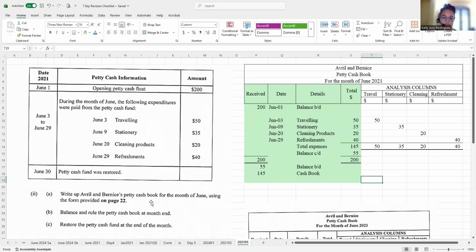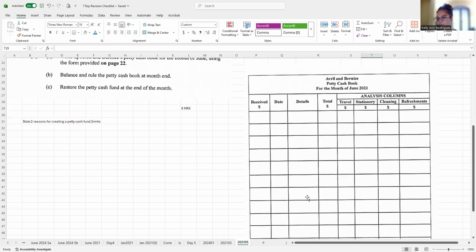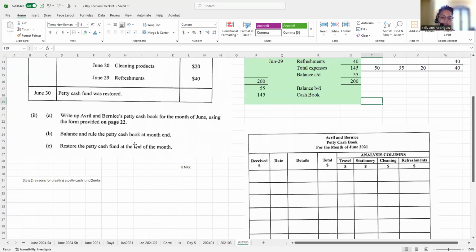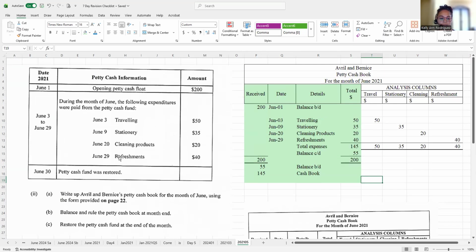Write up Avril Bernie's petty cash book for the month of June 20, using the form provided. So they give you this form, ruled up already: receive, date, details, total. And then the analysis column. You see the analysis column is separate. Balance and rule the petty cash book and restore the fund at the end of the month.